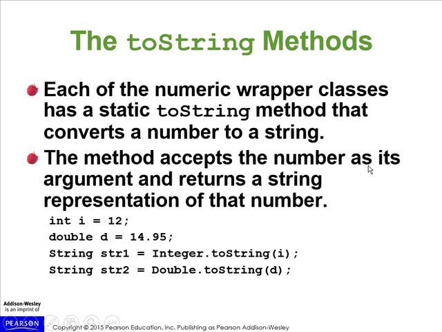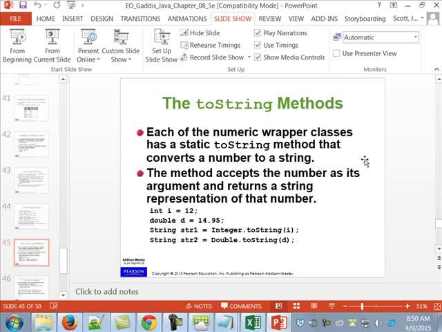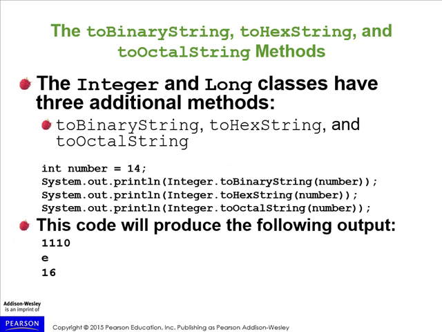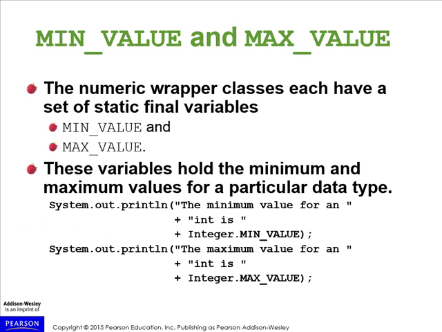toString we've looked at. We've been writing and overriding toString for the entire semester. So as it says there, each of the numeric classes has a static toString method that converts a number to a string. It accepts the number as its argument, returns a string representation of that particular number. Equivalents with binary and hex, etc. I'm not going to run through that. You may or may not have been aware of this, but this min value and max value is sometimes used if you want to be able to find what's the biggest integer you could possibly use or the smallest integer you could possibly use, for example.